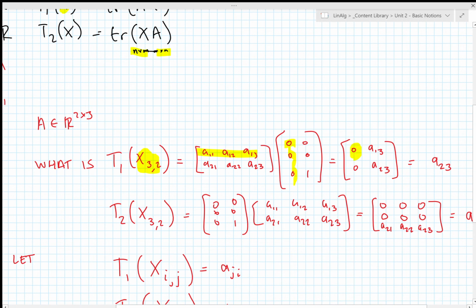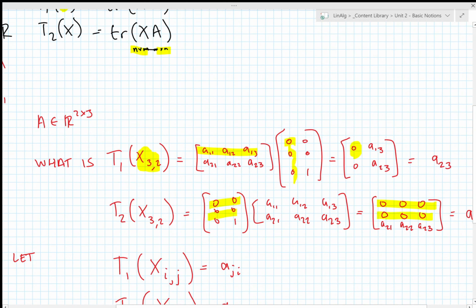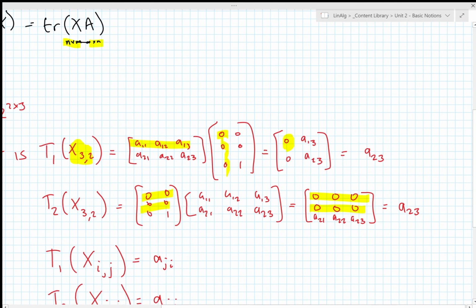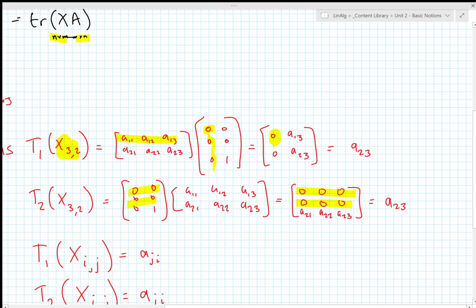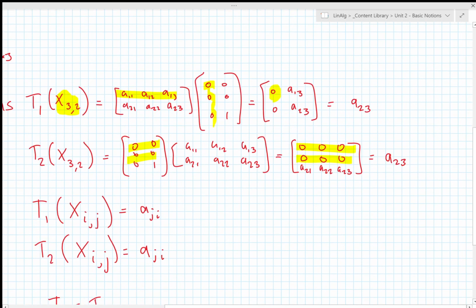This is the same base vector in a different operator, T2, that left multiplies. When I left multiply, I'm going to get a 3 by 3 matrix, but this first row of zeros is going to zero out the whole first row. The second row of zeros is going to zero out the whole second row. And then this third row, when I multiply it out to populate my product matrix, is going to pick up the A21 in this entry, the A22 in that entry, and the A23 in the other entry. And again, when I take the trace of that, the only diagonal element is A23.